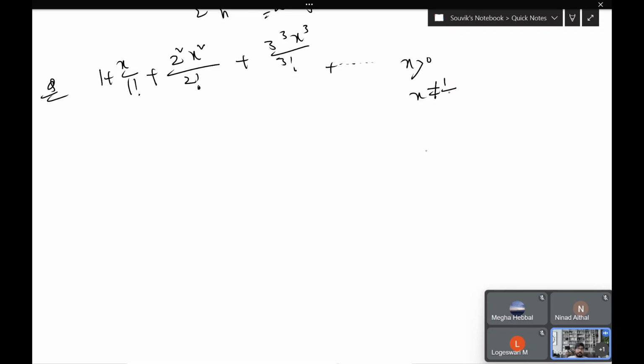x greater than 0 and x not equal to 1 by e. Now comment on the convergence of this series. First try. If you are not getting which test you need to apply, I will tell it. Then again, you should try. Let me know whether you are getting it or not.